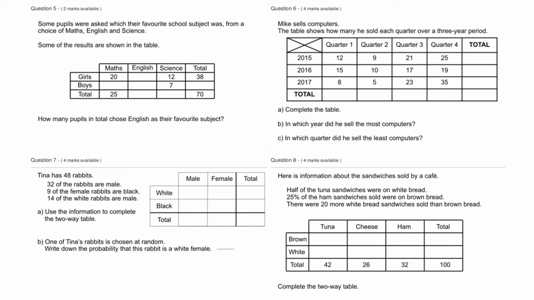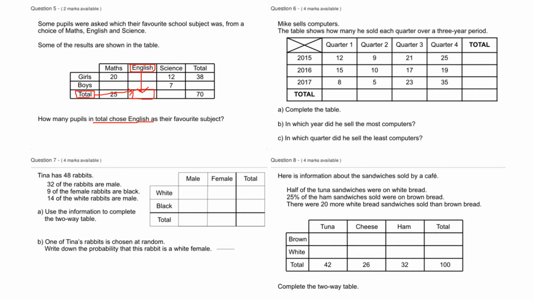So on question 5, we've been asked to work out the total who chose English as their favourite. So we need to find the box that has total, the box that has English, and where these two meet. So we can see English and total meets here. So this is the box that we want to work out, this one here.